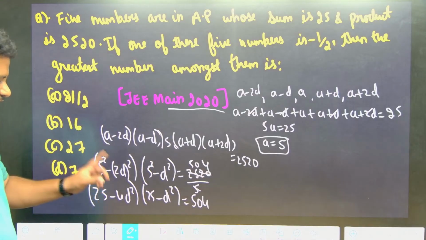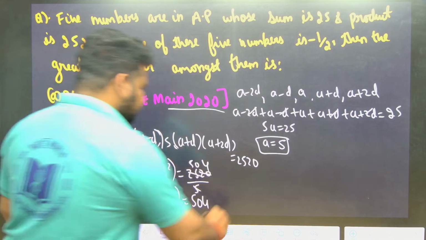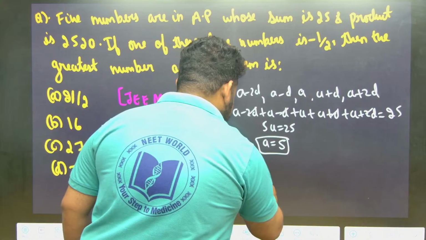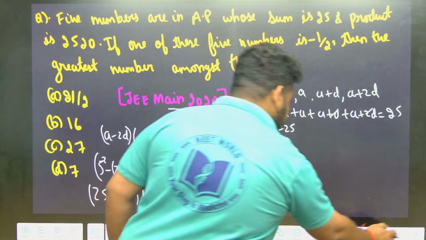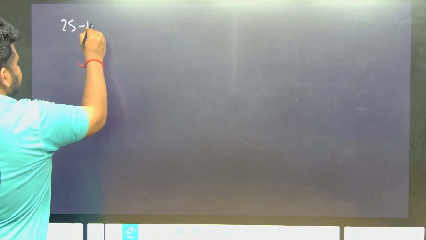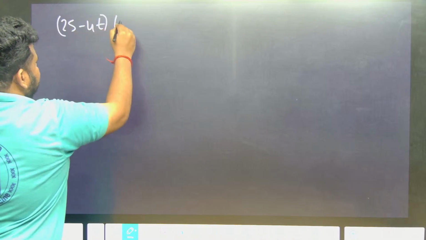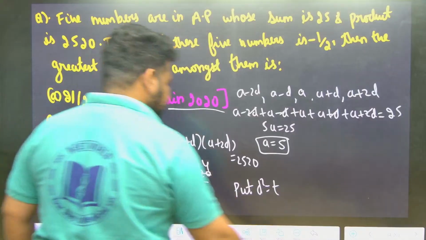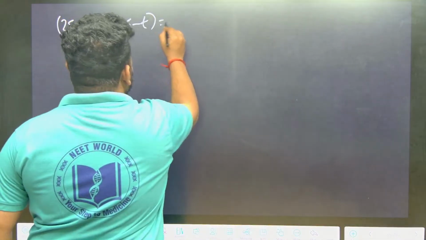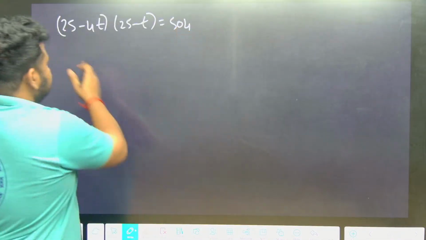What we will do is, let us take d square is equal to t. Here put d square is equal to t. So we will get the quadratic equation in terms of this. Let us take the next page. 25 minus 4t into 25 minus t is equal to 504.